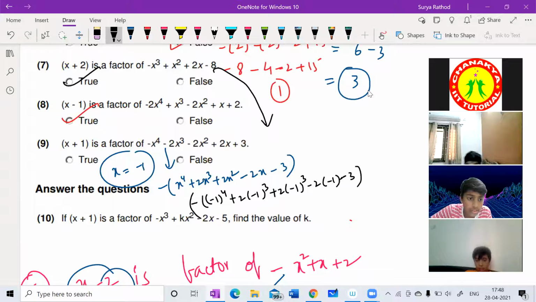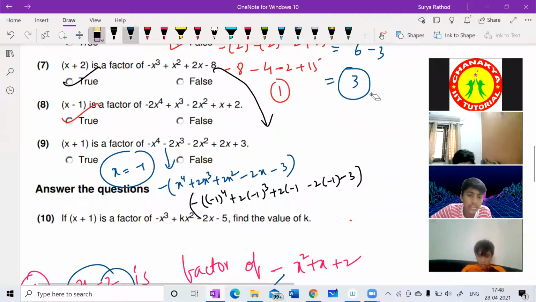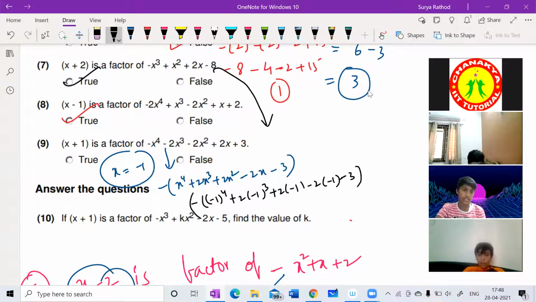Could you please tell which term? The third term. 2 into minus 1 cube. Oh yeah, that should be 2 into minus 1. I wrote wrong, sorry. And sir, in the last term, it should be plus 3, sir, not minus 3.